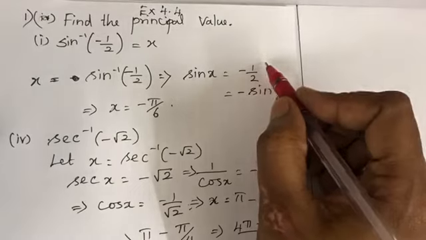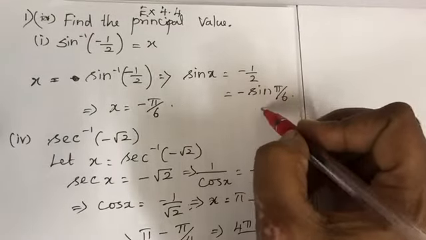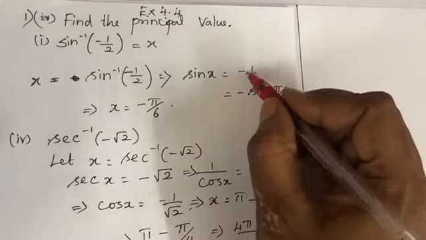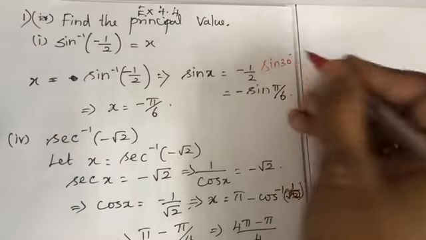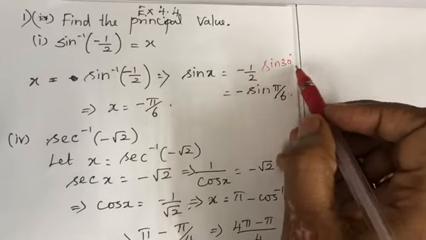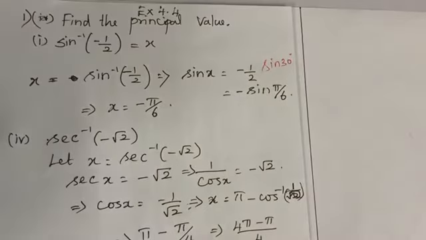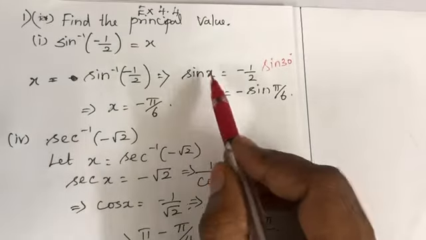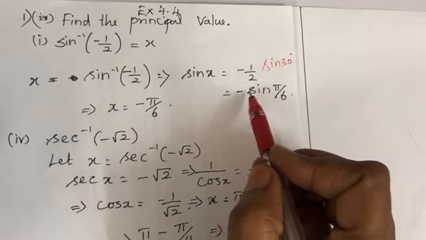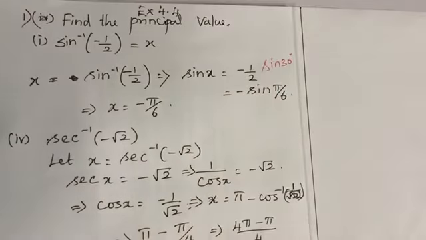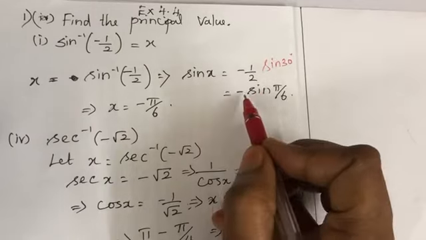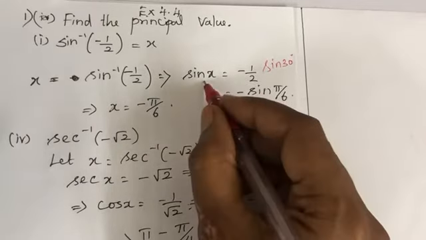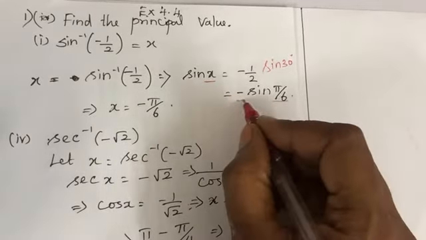What is sin pi by 6? That is sin 30. 1 by 2 is sin 30, you know. Okay. 30 and sin 30, we write 30 as pi by 6 in radian measures. So, sin x is equal to minus sin pi by 6. So, x is equal to minus pi by 6.